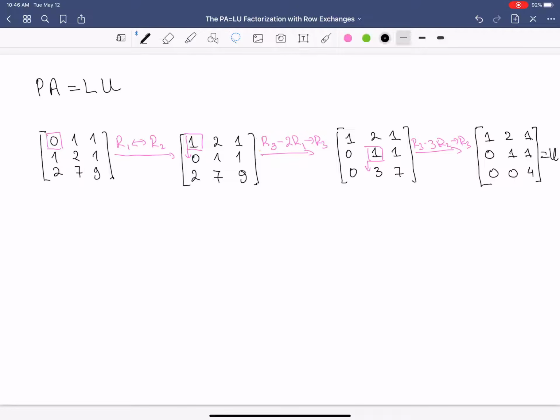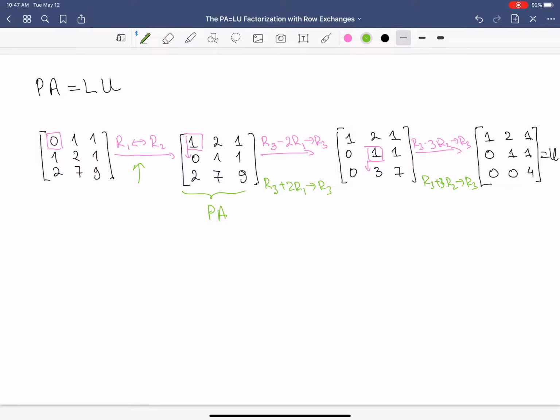And now I can write the reverse operations to help me find L. So the inverse here is R3 plus 3R2 into R3. The inverse here is R3 plus 2R1 into R3. And I actually don't want the inverse of the permutation, because I want to apply the permutation onto A. So actually this matrix over here is PA, and L is supposed to take me now from U to PA.